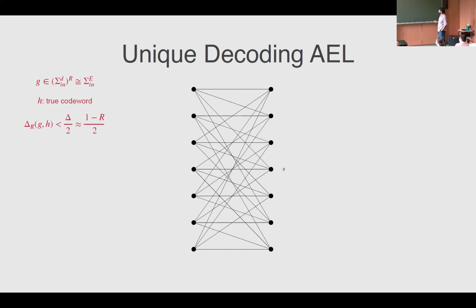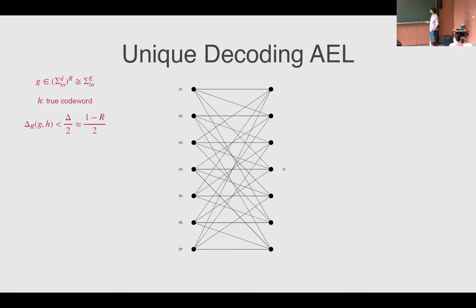So let me use the standard notation: g is going to be the received word and h is going to be the true codeword that we are looking for. And delta_R just means that I'm looking at distance on the right hand side. So delta_R(g, h) is less than (1 - R)/2, where 1 - R is the distance. We are under half of that. So how does the unique decoding algorithm work?